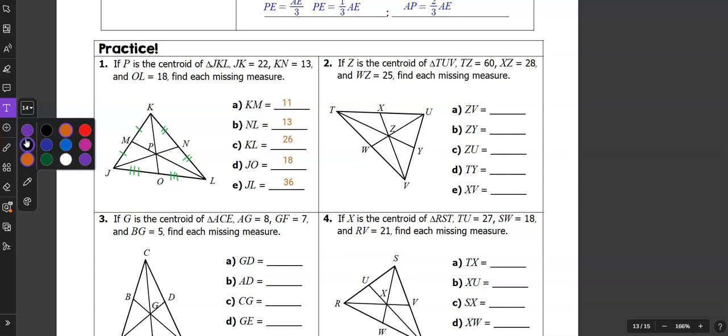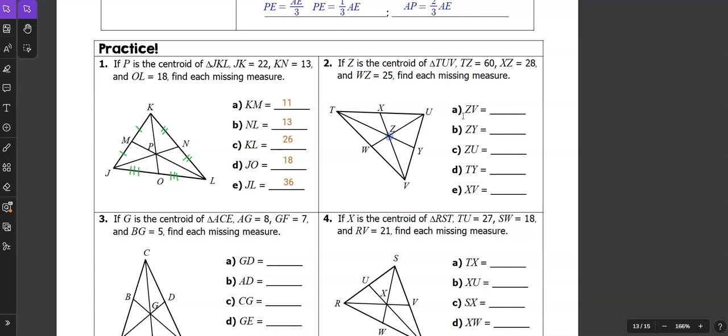Number 2 says, if Z is the centroid of triangle TUV, TZ is 60, XZ is 28, and WZ is 25, find each measure. So again, they gave me TZ, which is part of a median. They gave me XZ, which is a part of a median. And they gave me WZ, which is also part of a median. And we know they are medians simply because they told us that Z is the centroid. So we don't really have to mark anything else other than the fact that we know Z is the centroid.